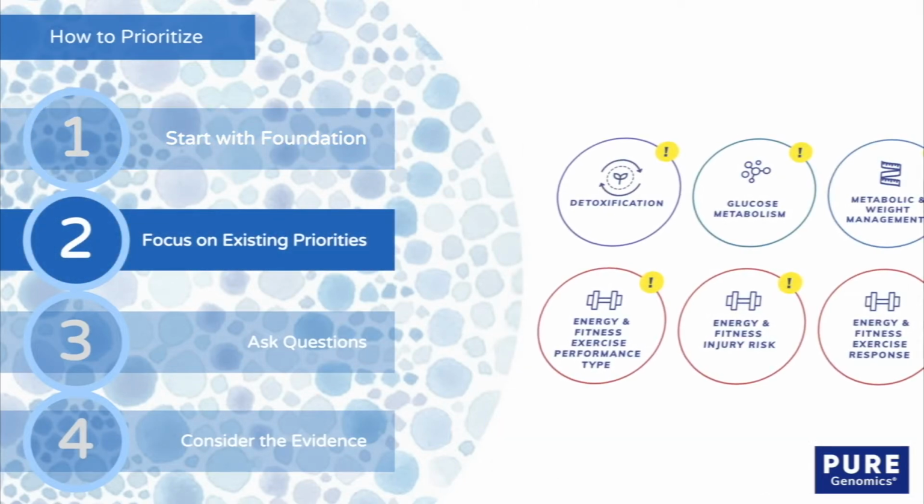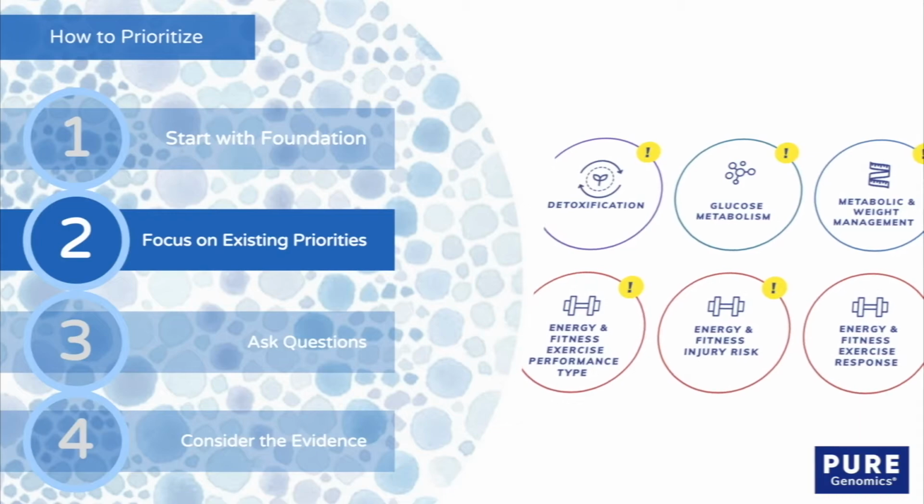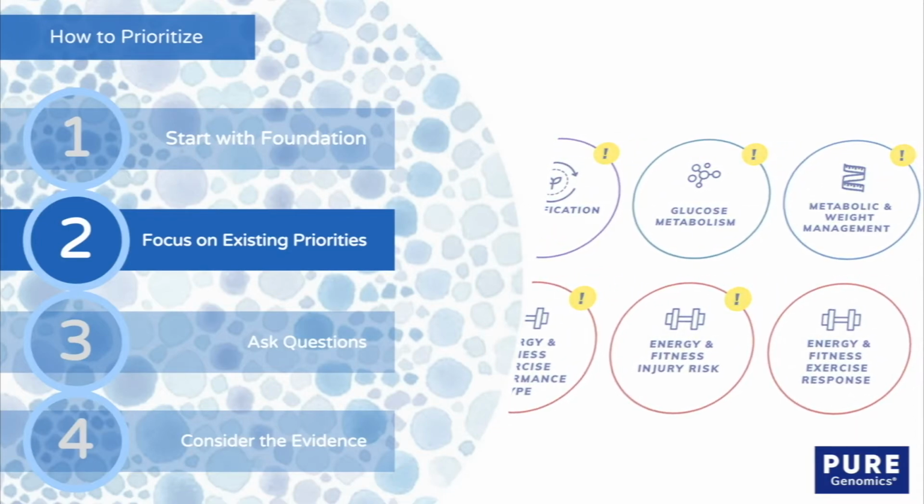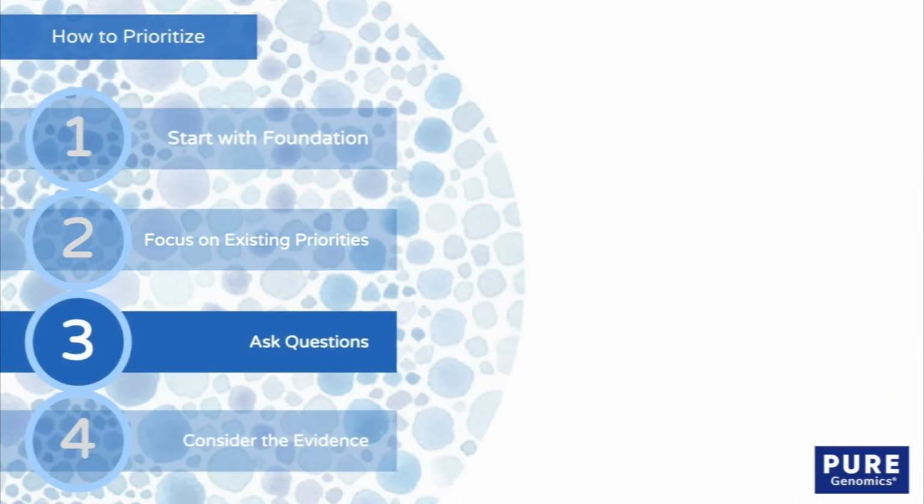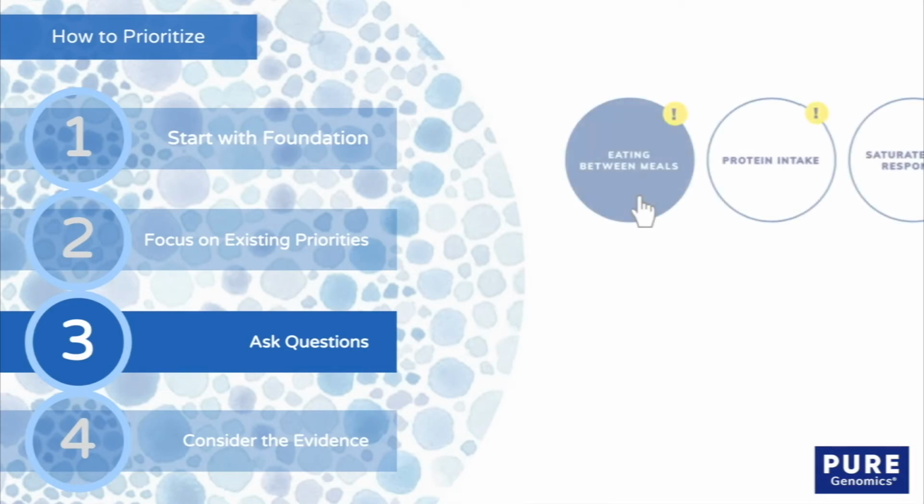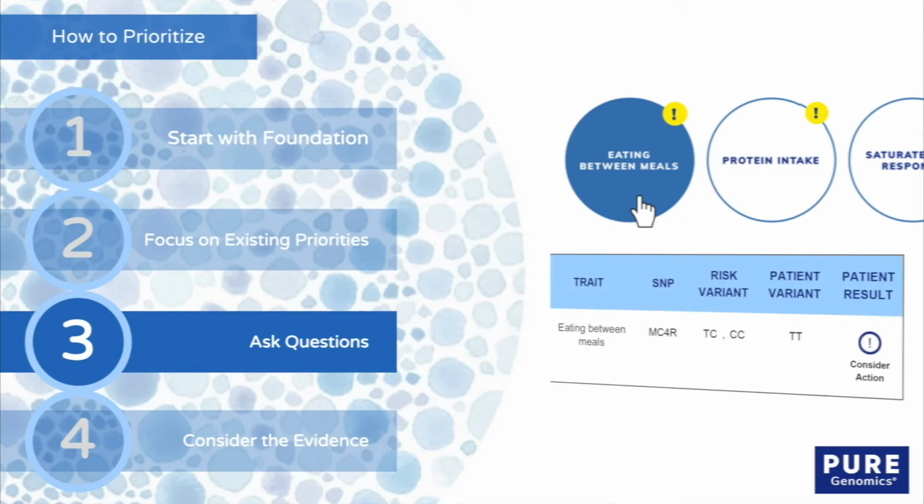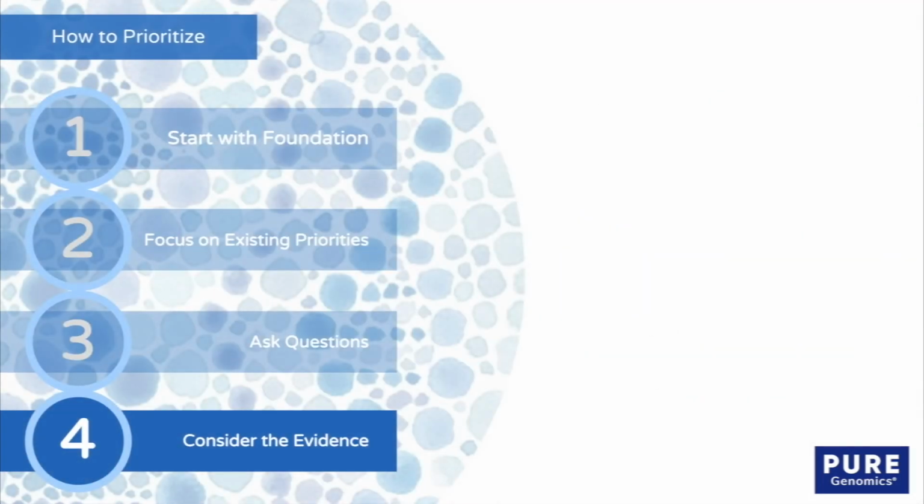Secondly, focus on categories that align with pre-existing priorities for the patient, such as weight management or gastrointestinal health. Asking questions during the patient evaluation will help you pinpoint the findings that are most informative and valuable. For example, a simple question about snacking habits will help you decide whether to emphasize the MC4R result or skip this result altogether. Finally, consider the strength of the supporting evidence.